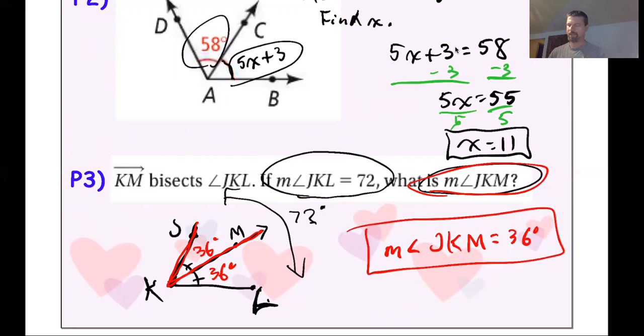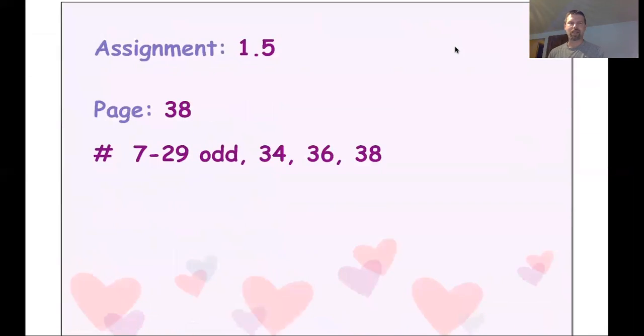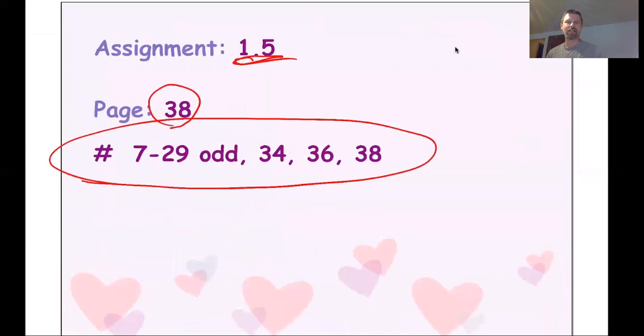All right, that is it. Your assignment is section 1.5, page 38. These problems, it looks like a lot. It's really not. A lot of them are just naming things like, hey, true or false, is this a vertical angle? So give that a shot.